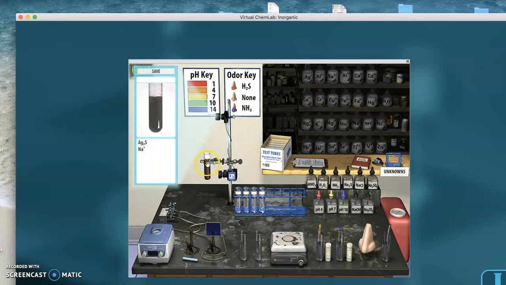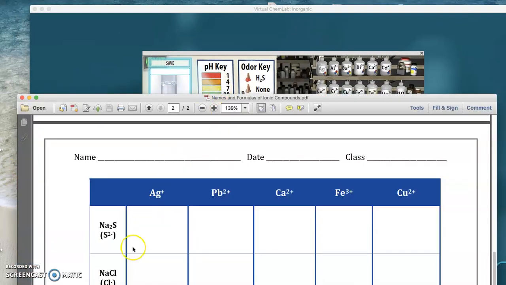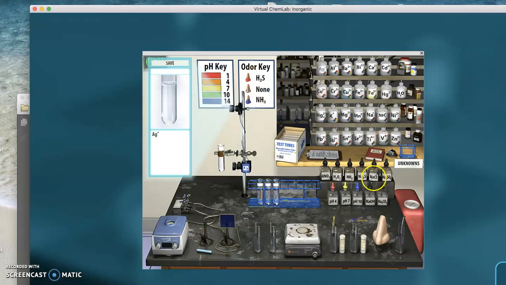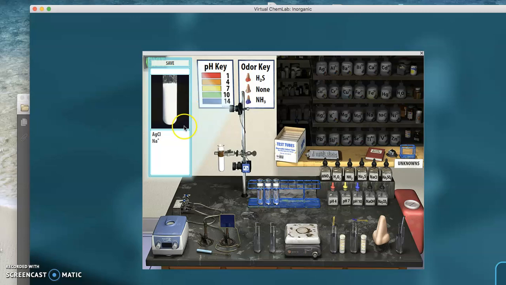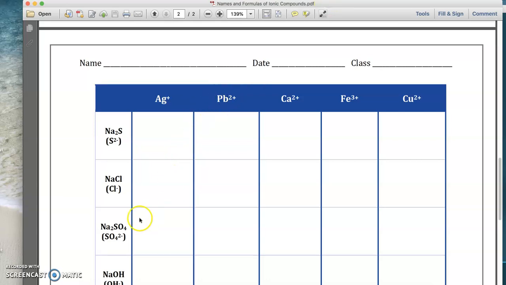Once you're done with that test tube, you can just move it here and dispose of it. You pull up the next test tube and you go to the next thing. So silver chloride would be the next one. So we come over here, we click silver chloride, that's got a white precipitate, and you just work through all the different ions to see their reactivity and to see what they form.